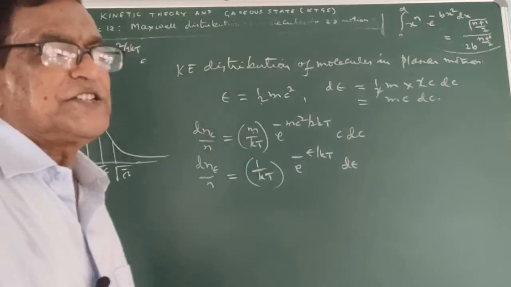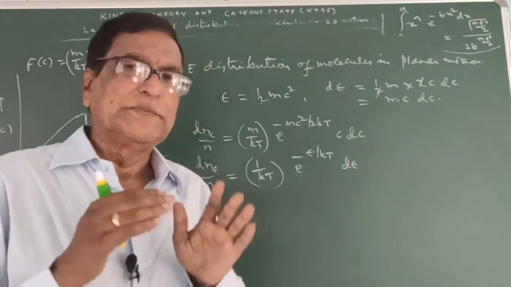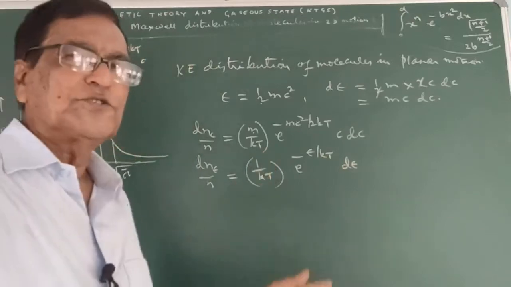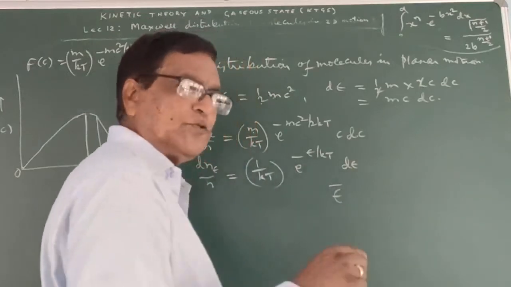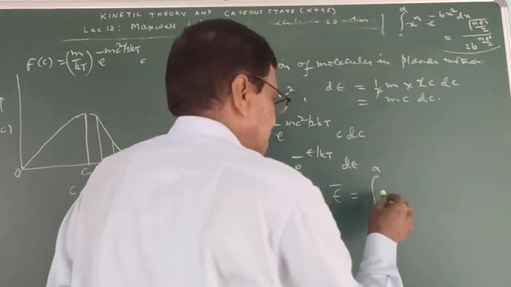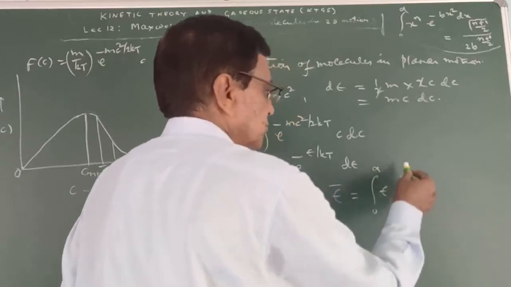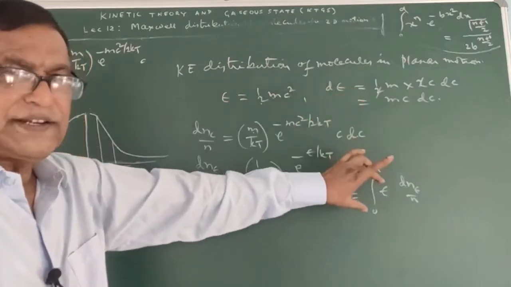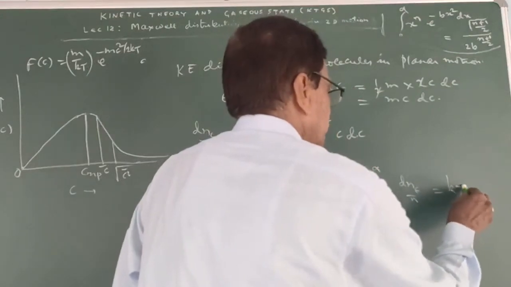This is the kinetic energy distribution. This is the fraction of the molecules having the kinetic energy epsilon to epsilon plus d epsilon. And from this you can also calculate the average kinetic energy in two-dimensional motions. It will be the integral from 0 to infinity of epsilon times dn epsilon by n. If you put this value, integrate, and use this limit, then it will be equal to kT. You can do it by yourself.